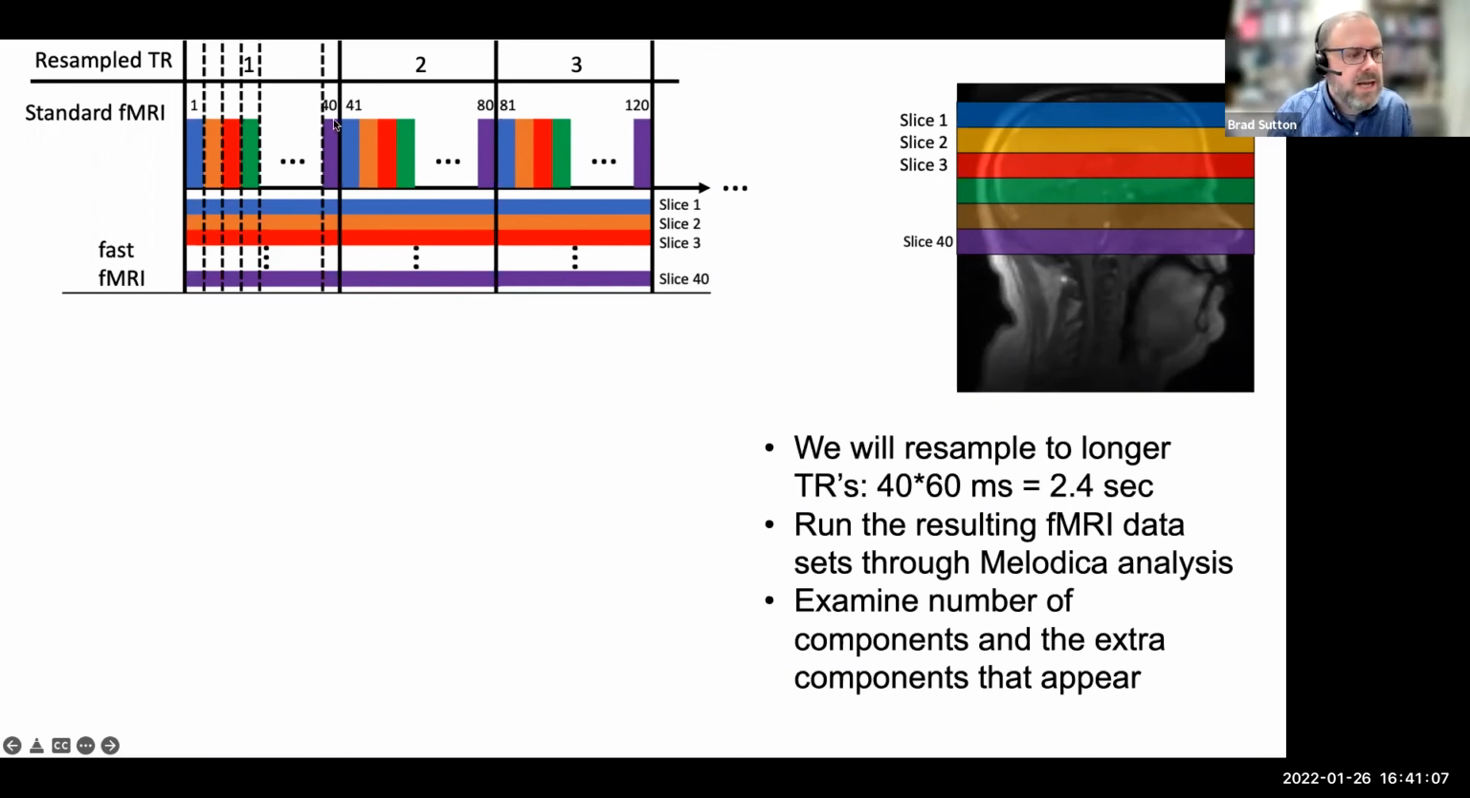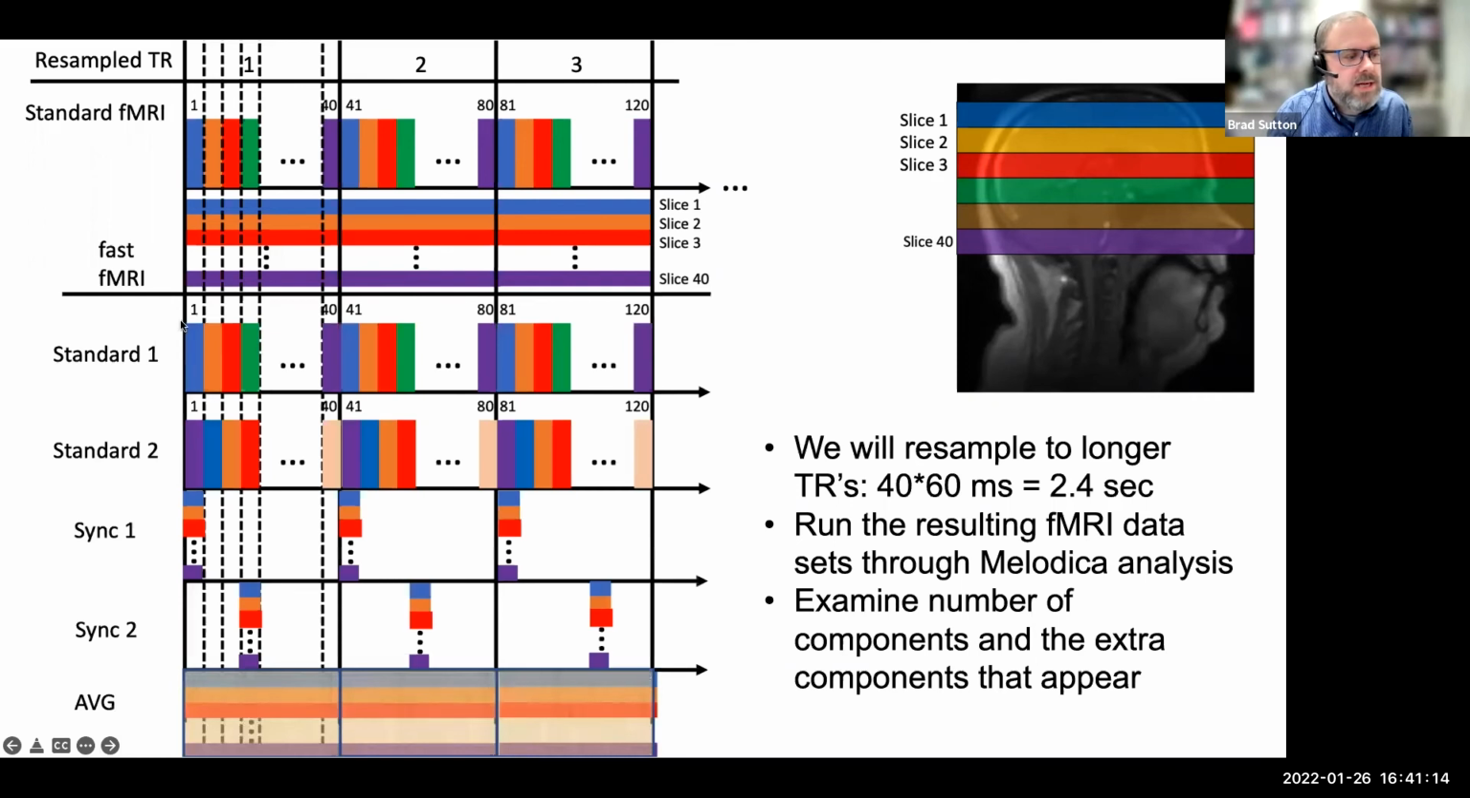Okay, so I'm going to end up with 40 times more volumes than we would get in the standard. But what I can do from my data is simulate a couple of things. So I can simulate a standard acquisition. I can take this slice from this volume, this slice from this volume, this slice from this volume, and so on. And I can build up what the standard fMRI would have looked like for my acquisition, where I've frozen the information across all the slices, okay?